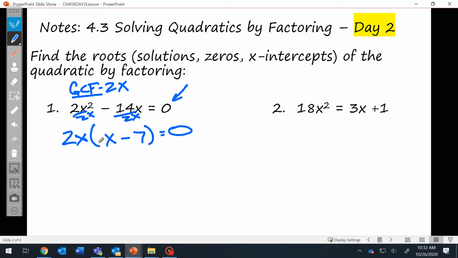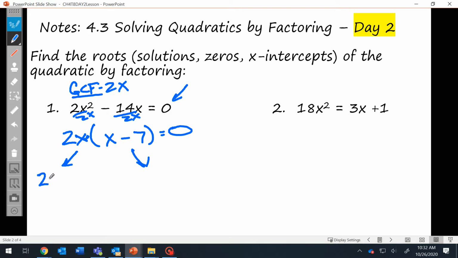The zero product property says that if I have two factors multiplied together and their product is 0, then either the first factor is 0 or the second factor is 0. So I'm looking for the x value that will make the first factor equal to 0, and the x value that will make the second factor equal to 0. You can probably see that 2 times 0 would be 0, so 0. And if I subtract 7 from 7, that would be 0, so 7. And that's correct. We're looking for 0 and 7.